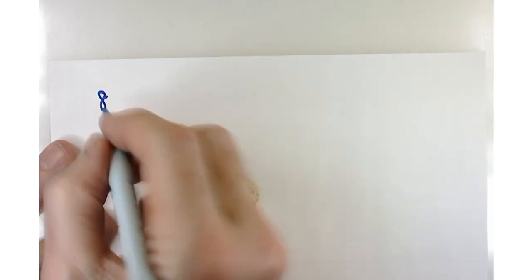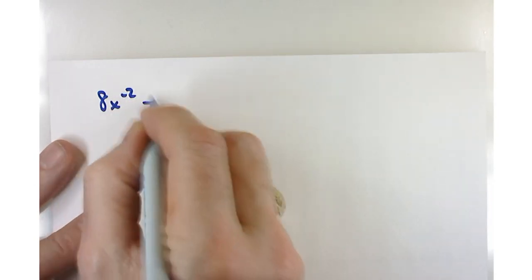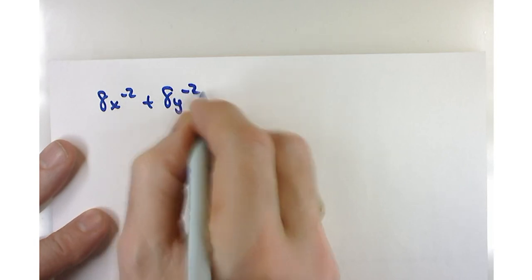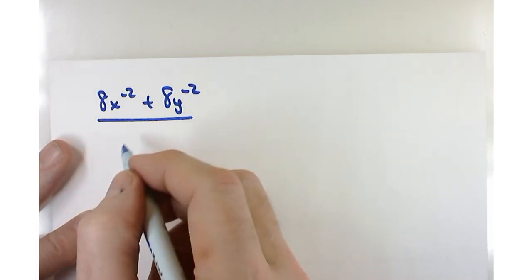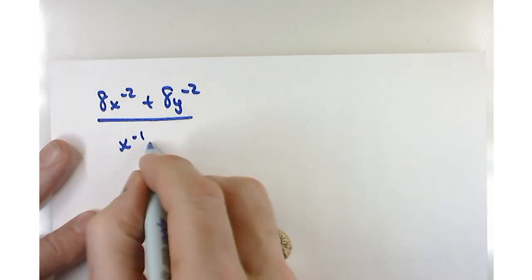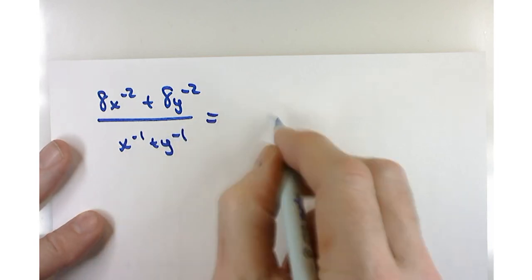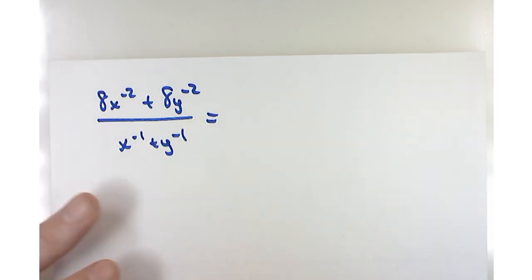Let's choose one that, you know, at first glance might be a little bit confusing, and that's this one. 8 x to the negative second plus 8 y to the negative second over x to the negative first plus y to the negative first. Doesn't even look like a complex fraction at all, does it?